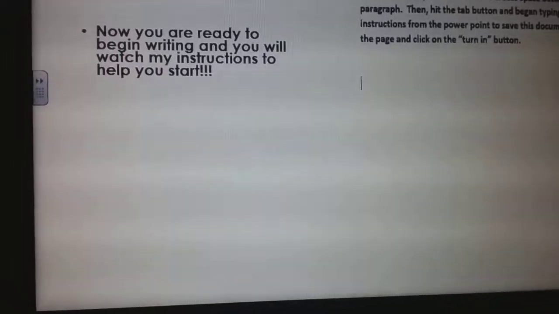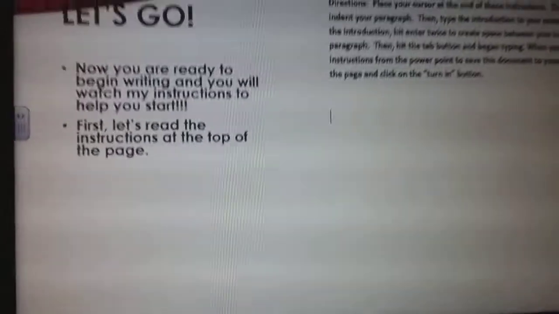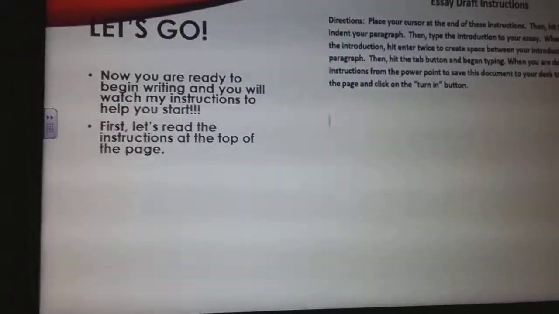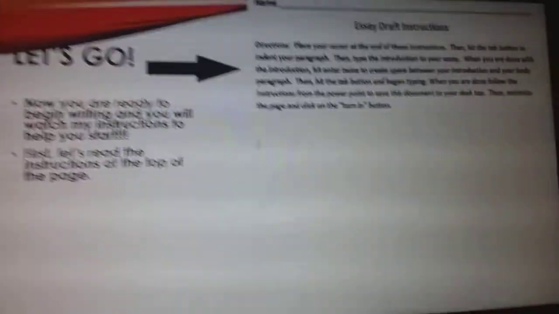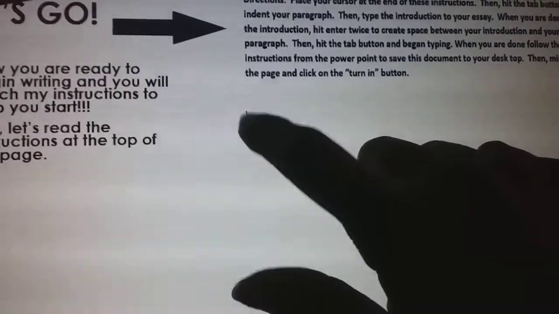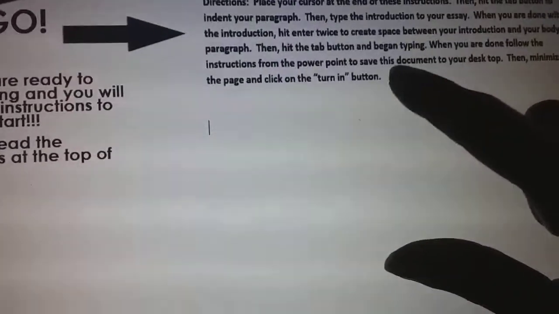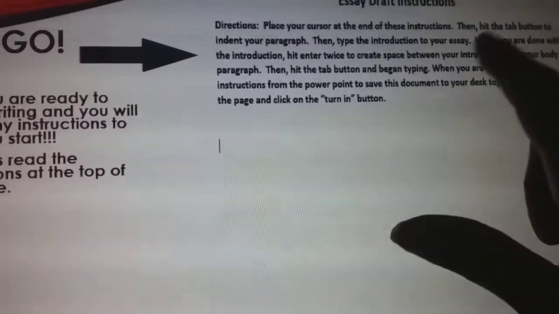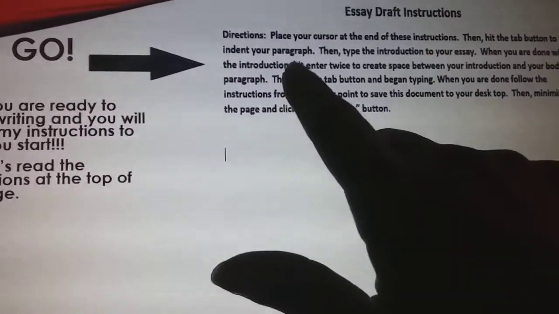You're ready to begin writing, and you'll watch my instructions to kind of help you start, okay? So first, let's read the instructions at the top of the page. It says, place your cursor at the end of these instructions. Now, you know that little blinking line here? That's your cursor. So it says, place it at the end of these instructions, then hit the tab button to indent your paragraph. Here's what we're going to do.